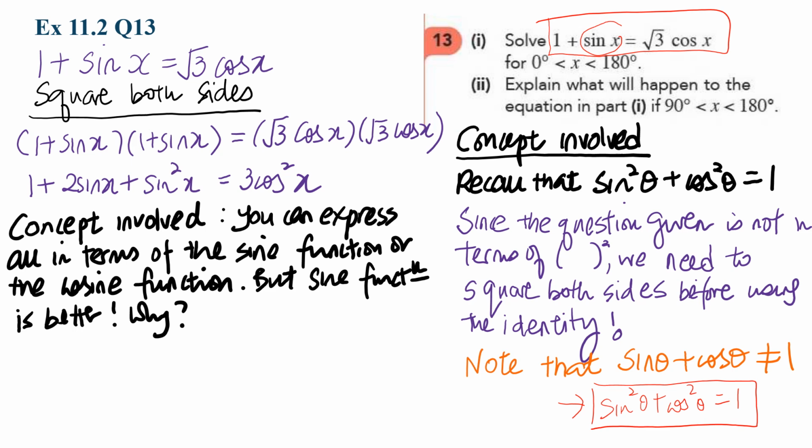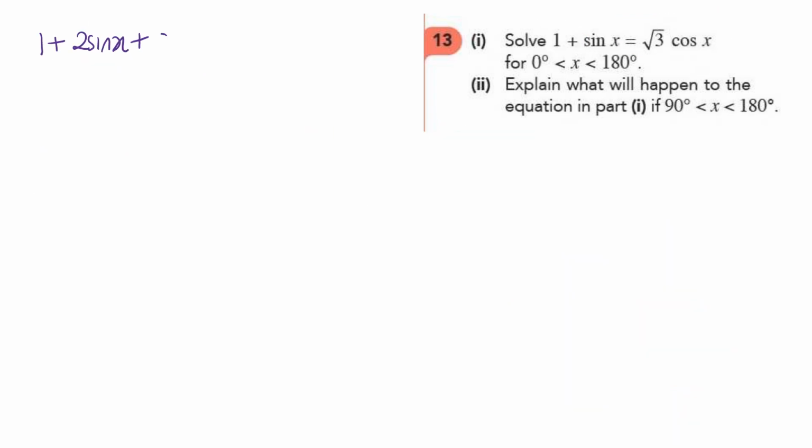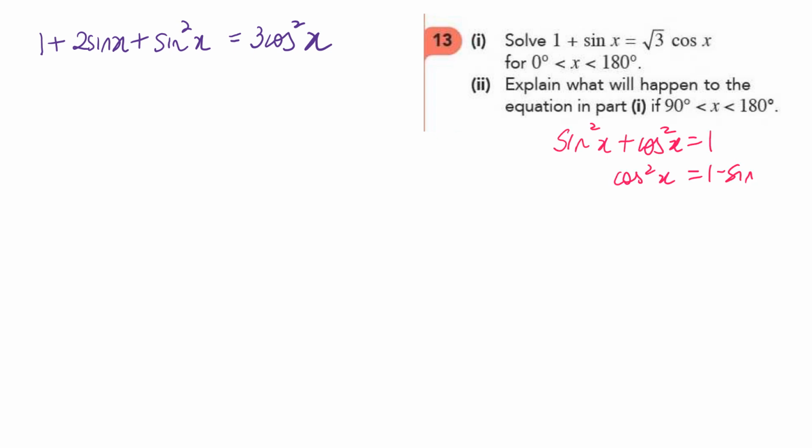Okay, yeah. So this is something that I want you to think about. You can actually express it in terms of sine or cos, but why is it that expressing it in terms of sine is better? Okay, so you think about it yourself. So we're going to express cos squared x in terms of sine squared x. So that will be 3 bracket 1 minus sine squared x.